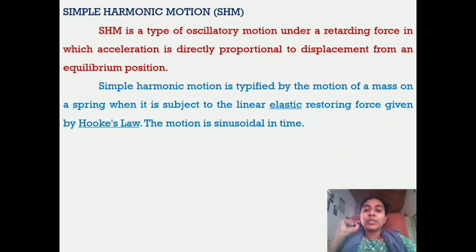Now, when you take a spring mass system, because of the presence of a spring, you will have a restoring force in the system. So when you are applying a force on this mass, the motion represented due to this linear elastic restoring force is called simple harmonic motion, and this can be represented by sinusoidal waves, that is sine waves.